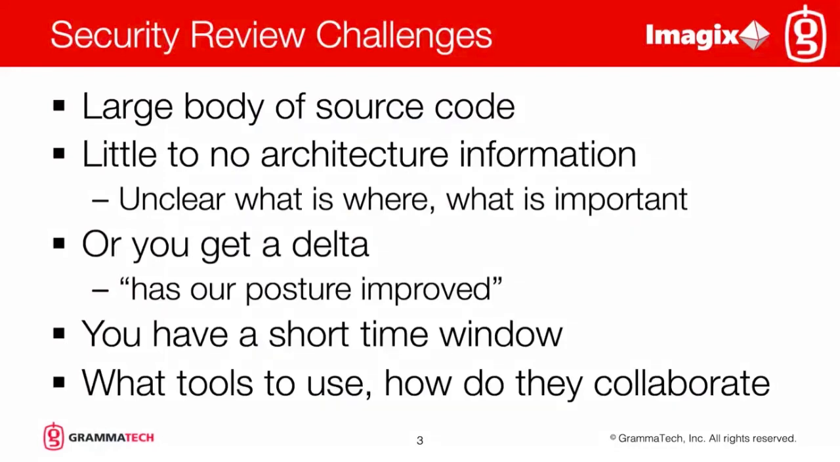You have a large body of source code, right? Sometimes you have tens or hundreds of thousands of lines of source code. Sometimes you have millions. You have little to no architecture information, and this certainly came as a surprise to me working with my customers. It's unclear what is where and what is important. Even if there was some architecture design early on in the software, very often that gets lost, or doesn't get passed on, or doesn't get maintained.